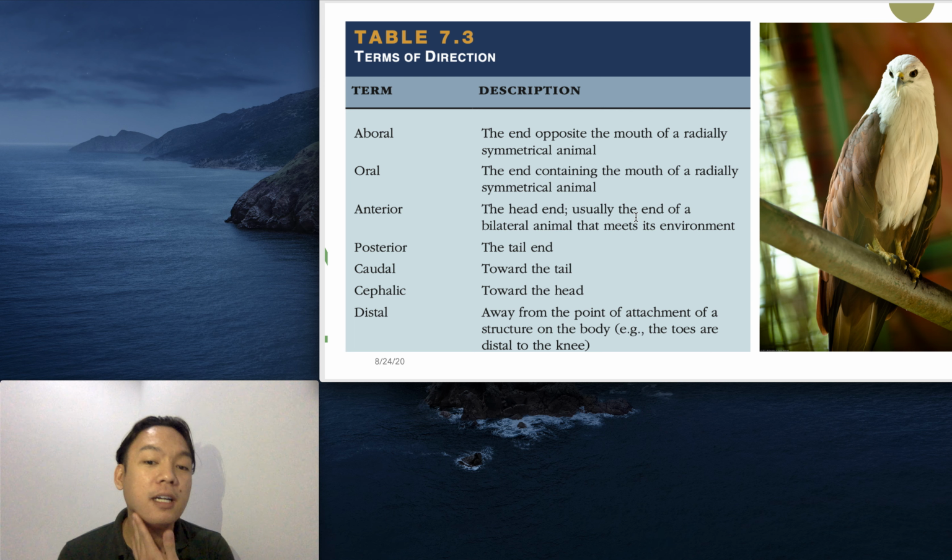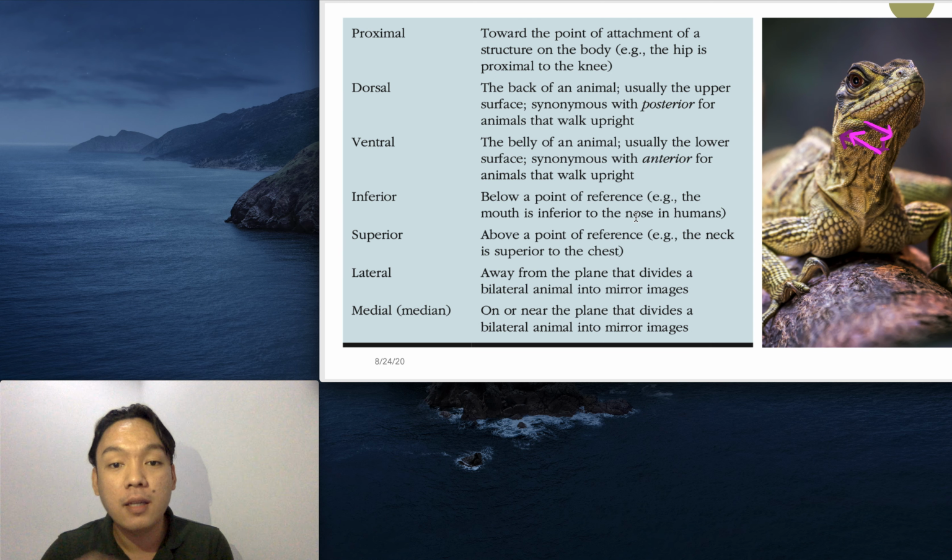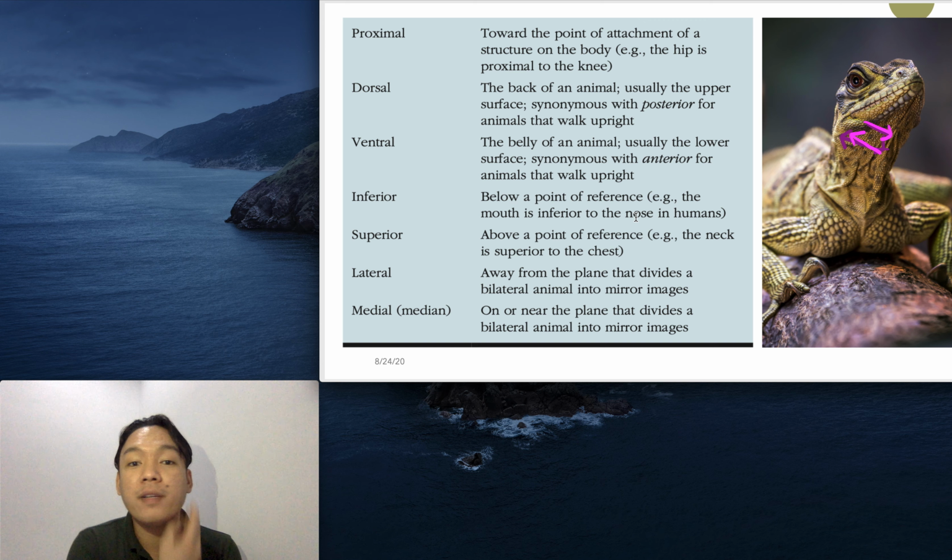Posterior is the tail end, or the lower portion of the body of the animal. Caudal is towards the tail. Cephalic is towards the head. Distal is away from the point of attachment of a structure to the body. For example, the toes are distal to the knee, so the toes are away from the knee. Proximal is toward the point of attachment of a structure to the body. So the hip is proximal to the knee.